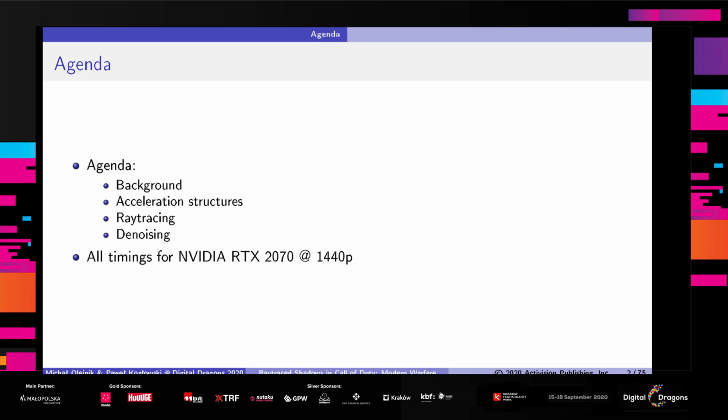Here is our agenda for today. We will start by describing the motivation behind ray tracing and why we chose shadows.